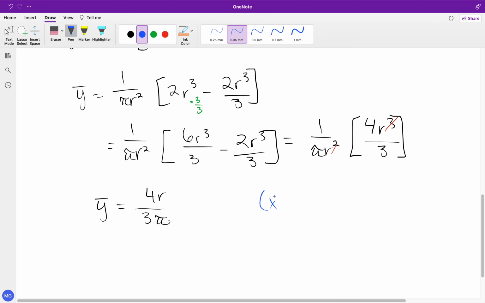Therefore, our x bar and y bar coordinates would be 0, 4r over 3 pi. And that's your answer.